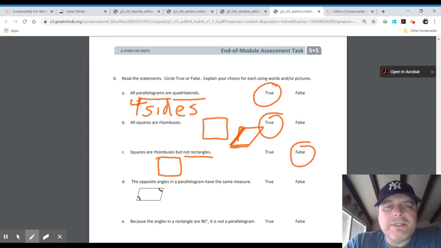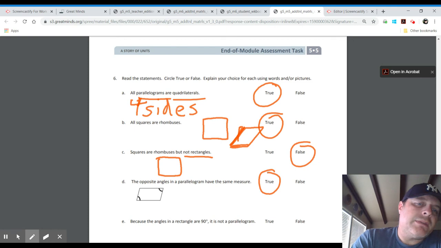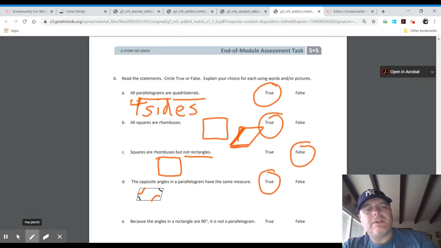The opposite angles in a parallelogram have the same measure. That's also true, always. And they have to be, because in a parallelogram the opposite sides have to be the same length, and they have to be parallel too. So those are all equal. And their opposite corners, this one and that one, would also be equal as well. So this angle and that angle are also equal, always.